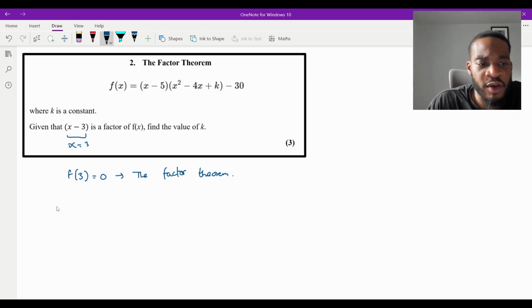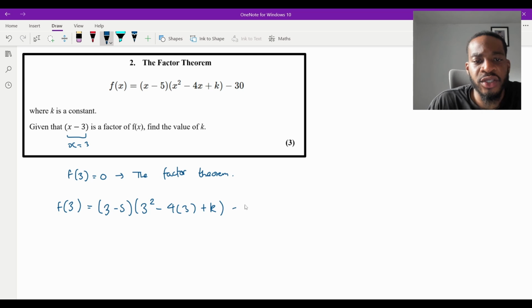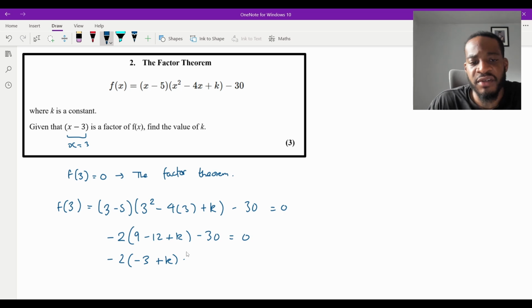So doing that will give me f of 3 will equal 3 take 5, and then it will be 3 squared take 4 lots of 3 plus k minus 30, and then we're going to set this equal to 0. 3 minus 5 is minus 2, so I'll put minus 2 on the outside. That's 9. That's 12 plus k minus 30 is equal to 0. That's minus 2, and then that is 9 minus 12 is minus 3 plus k. And then what I can do actually, that minus 3 I can add on to the right hand side, can't I? So it'll be 30.